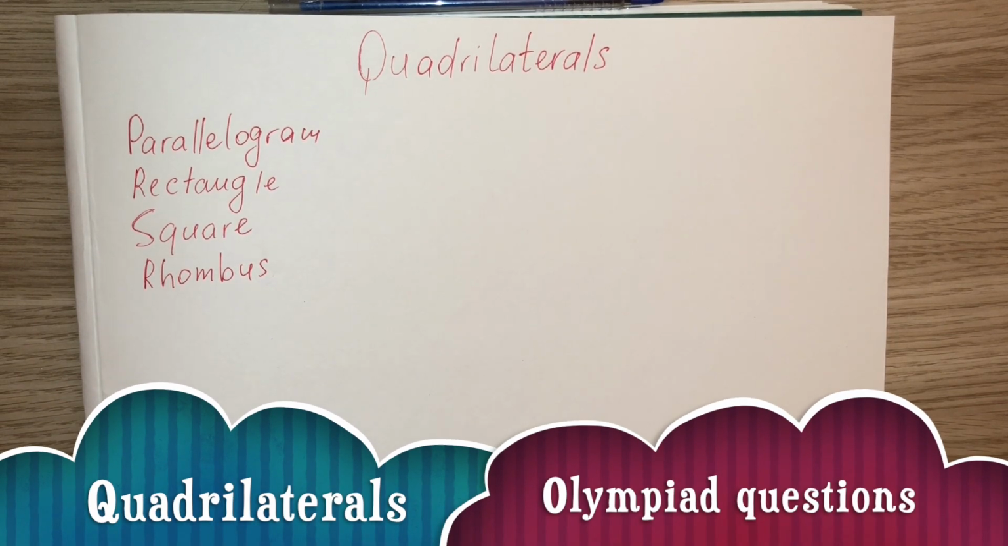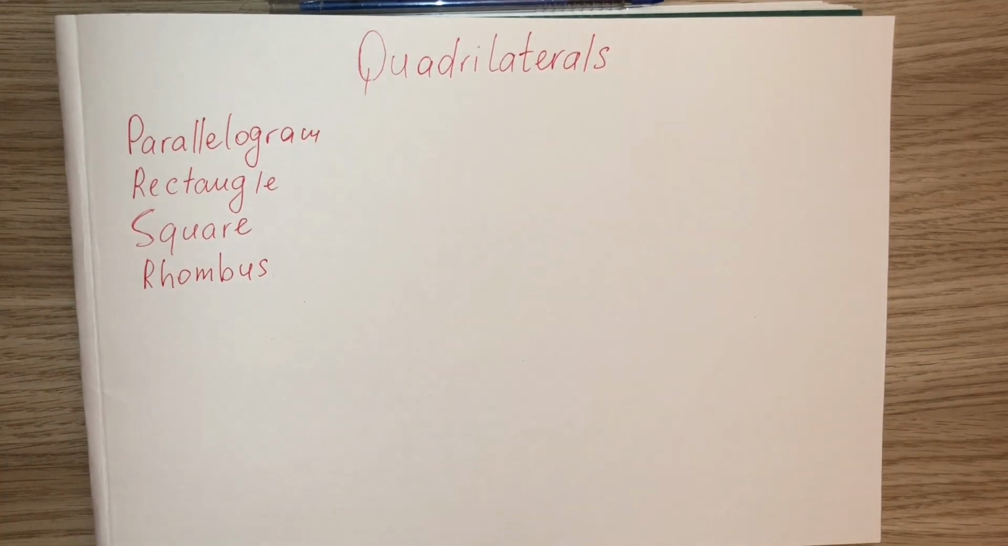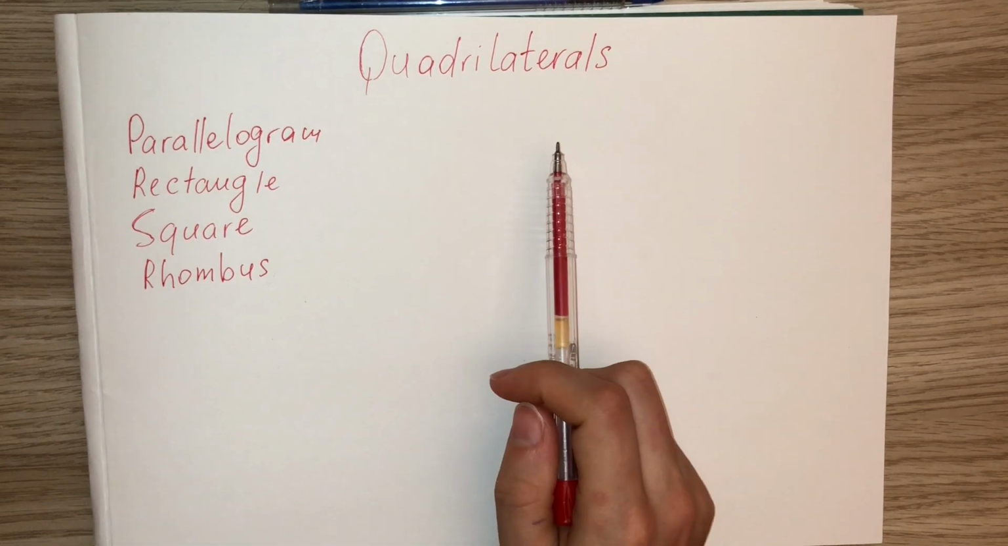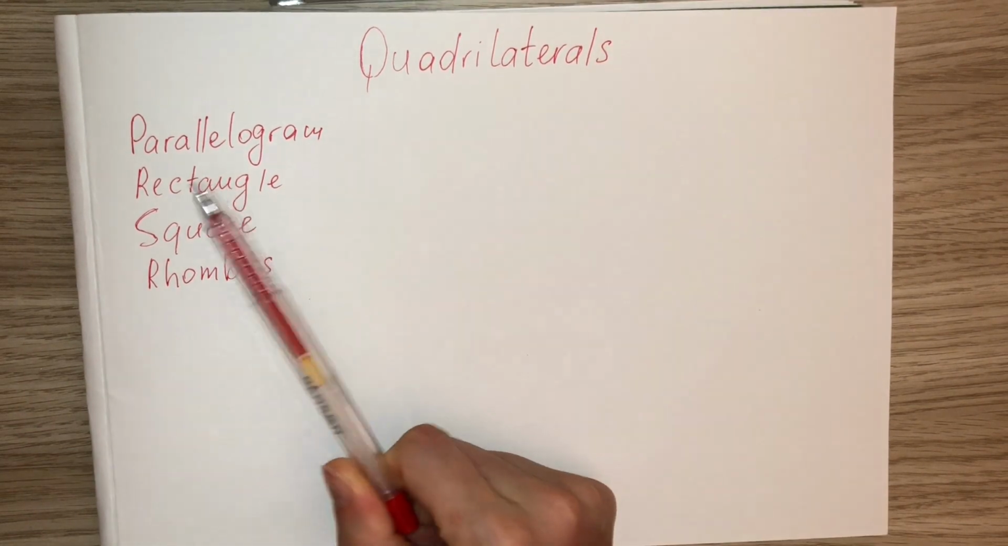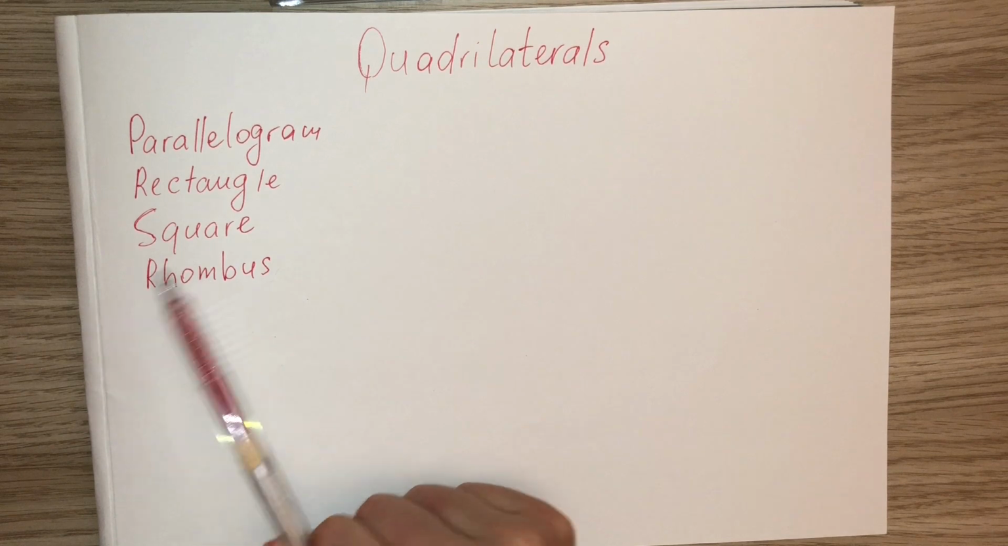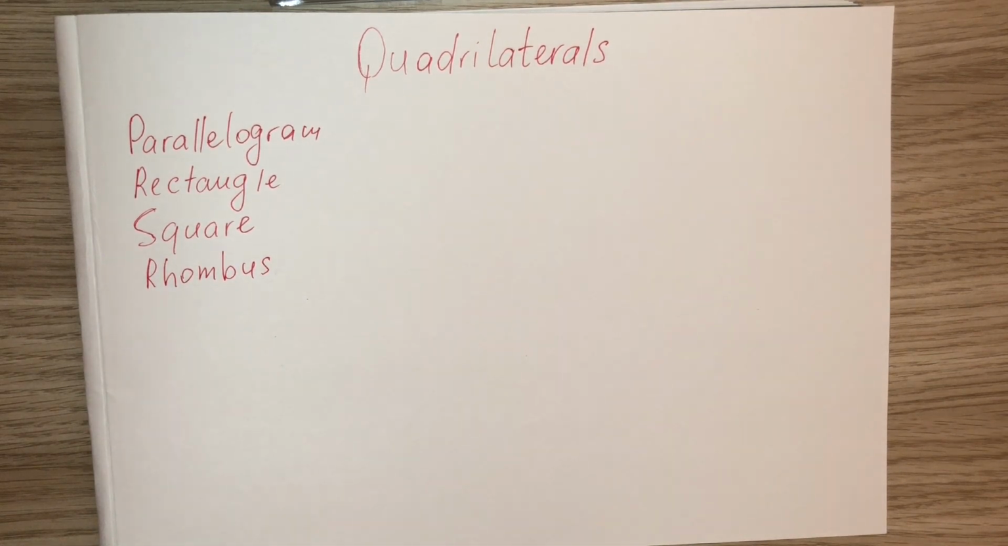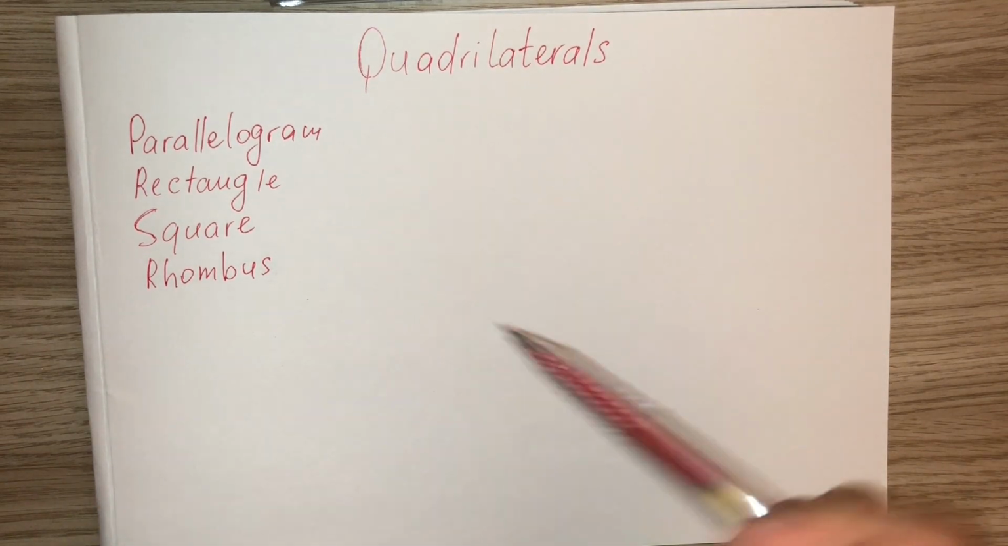Welcome to our new topic. Today we will talk about quadrilaterals and especially parallelogram, rectangle, square and rhombus. Let's start. What is a quadrilateral? A quadrilateral is a polygon that has four sides.